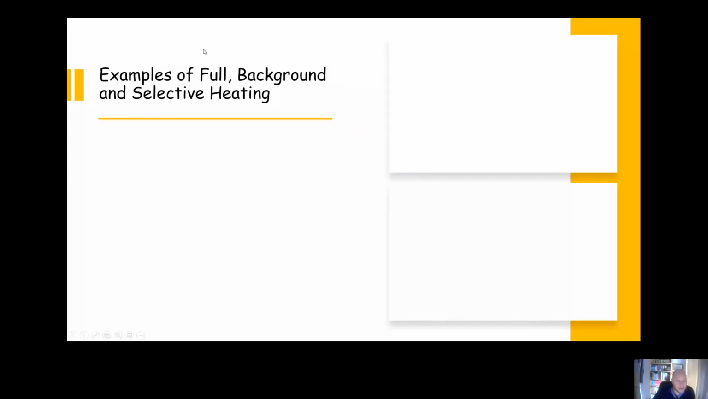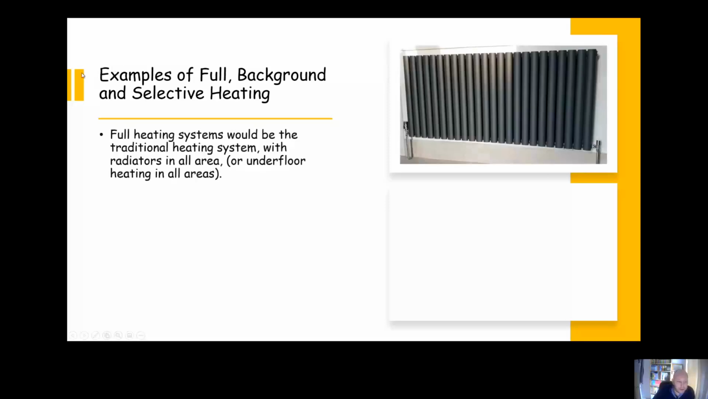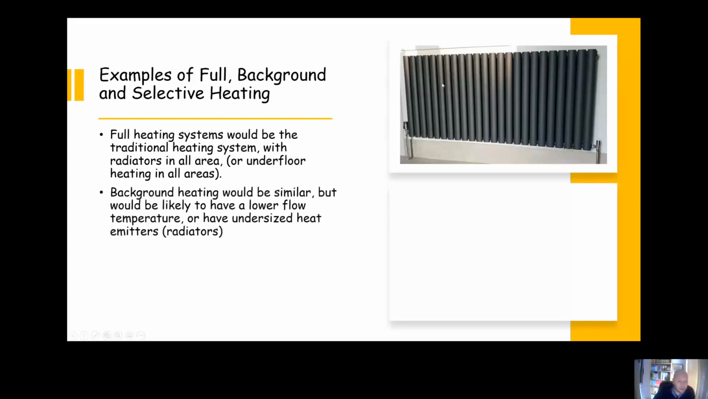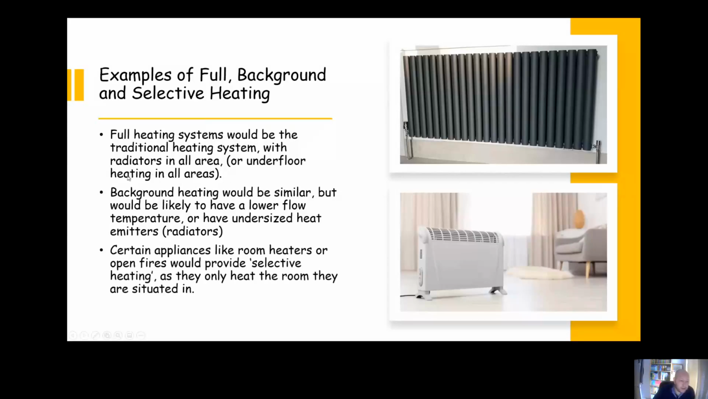So examples of full, background and selective heating. Well, a full heating system would be a traditional heating system with radiators or other heat emitters, for example, underfloor heating in all areas. Background heating would be similar, but it might have a lower flow temperature or undersized radiators, heat emitters. And you could have things like room heaters, coal fires, wood burning stoves. Any of these things would provide selective heating because they just generally heat the room that they are situated in.